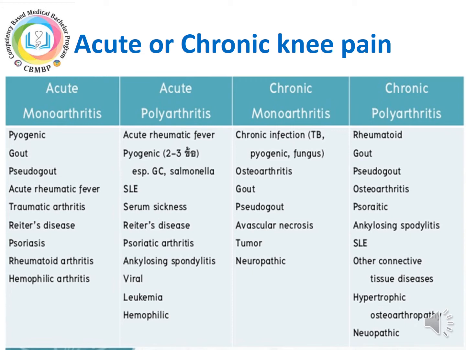Chronic monoarthritis includes osteoarthritis, pseudogout, gout, avascular necrosis, tumors, and chronic infection. Chronic polyarthritis includes rheumatoid, gout, pseudogout, osteoarthritis, psoriatic, ankylosing, SLE, other connective tissue disorders, and neuropathic joints or Charcot joints.